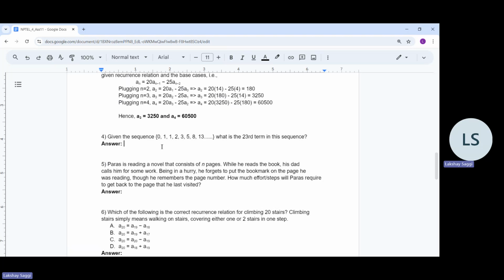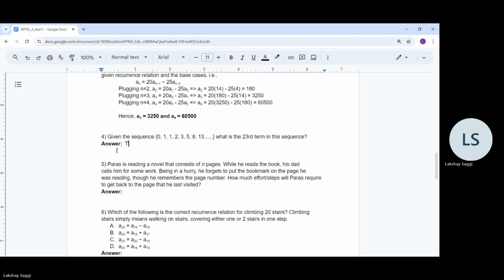So the nth term is just the sum of the n minus 1 and n minus 2 terms. So like 8 is just the term before plus the term before the previous term. The last two terms will sum up to give us the next term. So 3 plus 5 gives 8. Similarly, 5 plus 8 gives 13. 13 plus 8 gives 21. So the next term will be 21 and so on. So this is the Fibonacci sequence which is given to us.